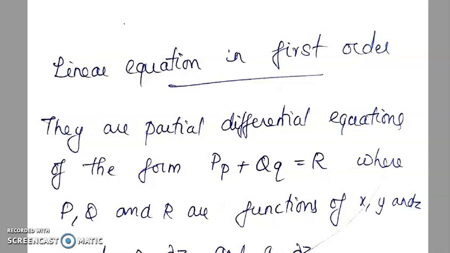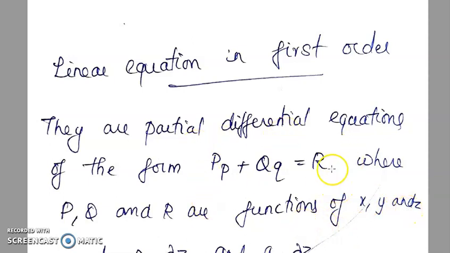Hello dear students. So in today's class we'll discuss first order linear PDE. By first order linear PDE we mean partial differential equations of the form Pp plus Qq equal to R, where small p denotes ∂z/∂x, small q denotes ∂z/∂y, and P, Q, R are functions of x, y and z respectively.